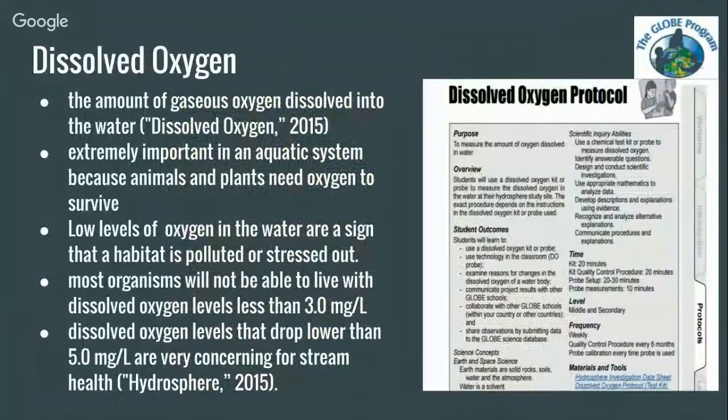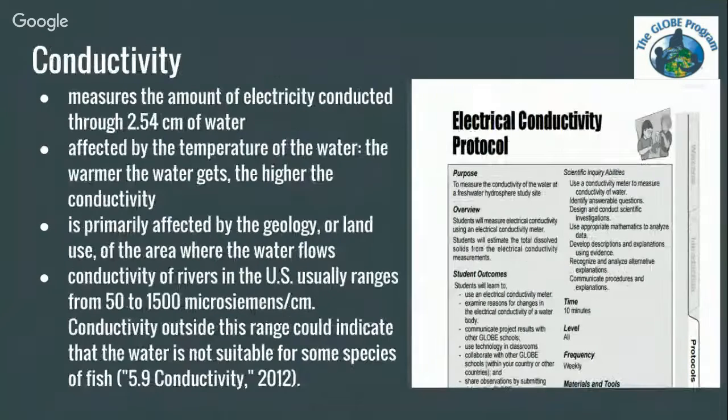Dissolved oxygen is the amount of oxygen that is dissolved into the water. It is important because without oxygen, the organisms in the stream wouldn't be able to breathe and would die. Conductivity measures the amount of electricity conducted through 2.54 centimeters of water. Conductivity is important because it tells how many different particles are in the water.